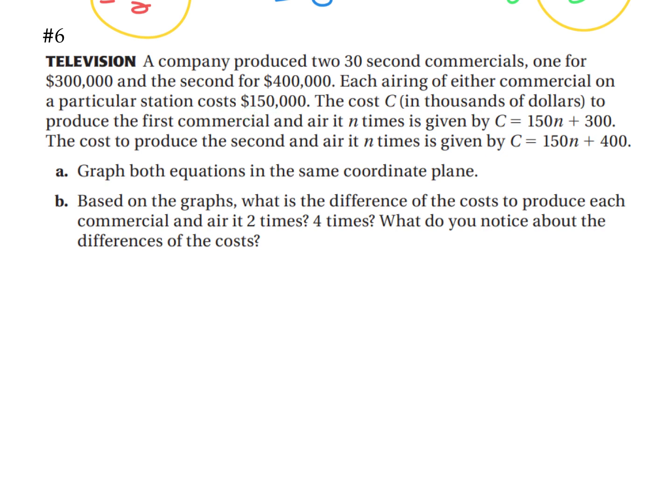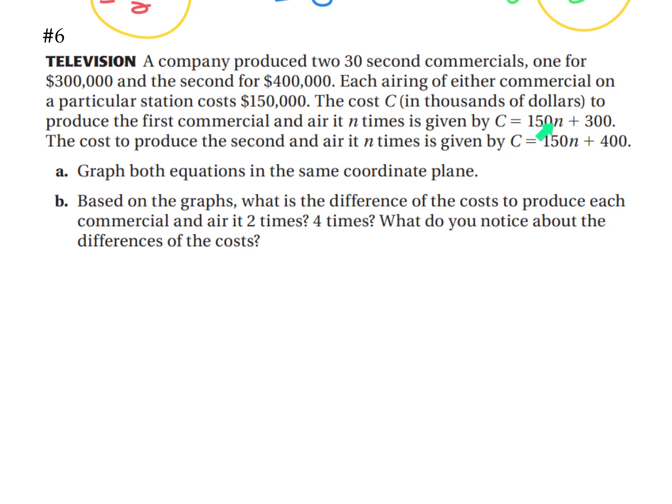And we have equations for these two situations. The first one is 150N plus 300. These are in thousands of dollars, so this is 300,000. We're just using a 300, knowing these numbers are in thousands. And the second commercial is 150N plus 400, because they each cost a different amount to make, but the same amount to air N number of times. So if it airs once, it's 150,000 times 1.